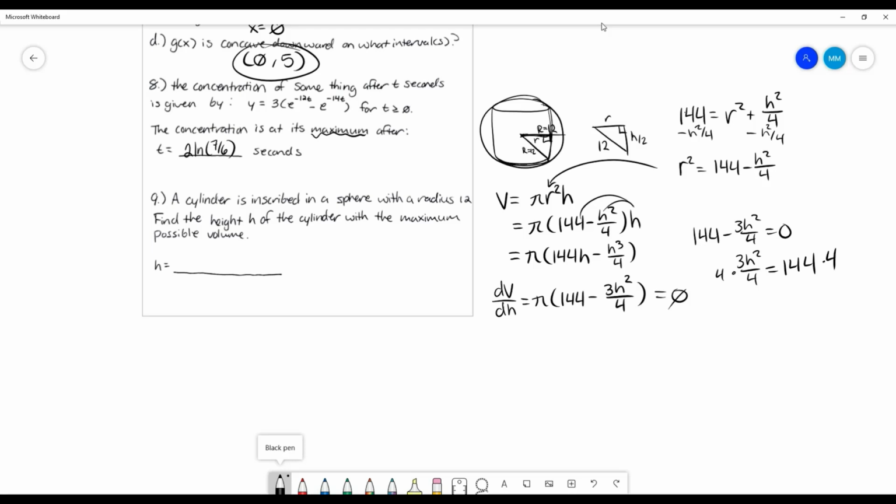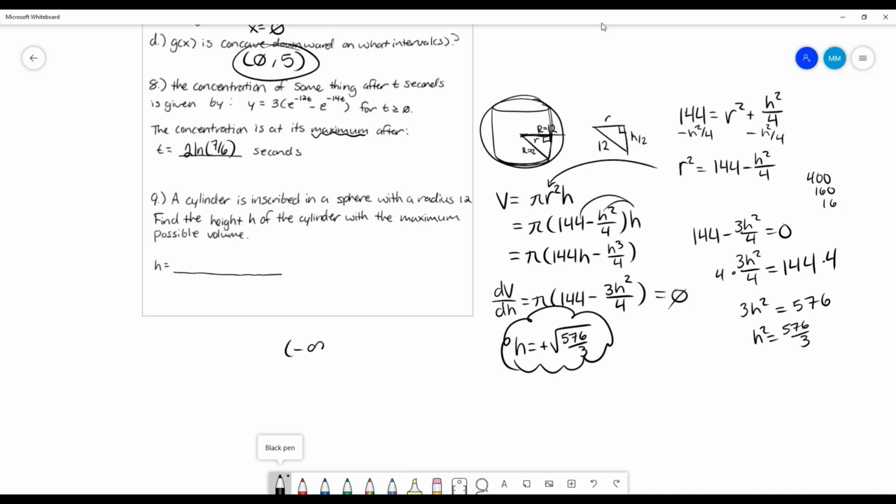Multiply by 4, I get 3h squared equals 576, and so h squared equals 576 divided by 3. H equals plus or minus the square root of 576 divided by 3, except it's only plus because it doesn't make sense for a cylinder to have negative height, right? So this is our answer.